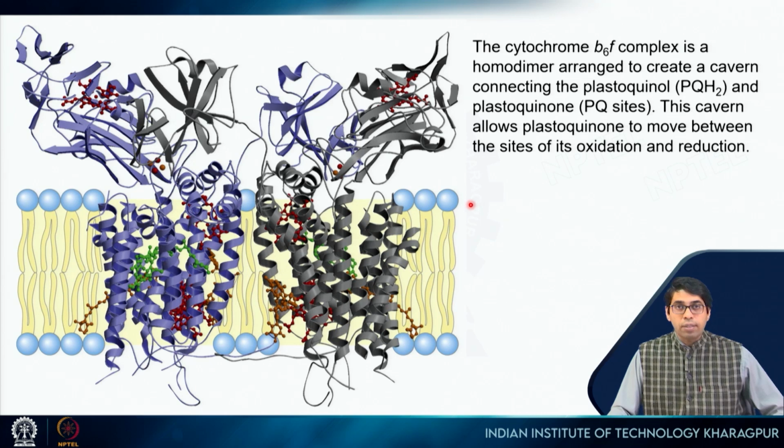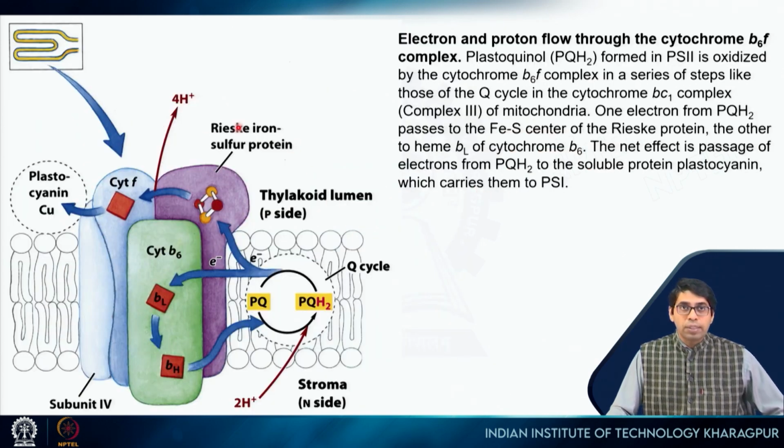So this is the structure of the cytochrome b6f complex. It's a homodimer, right? It is arranged to create a cavern. So that is a cavern, right? Connecting the plastoquinol PQH2 and plastoquinone. So this cavern allows plastoquinone to move between the sites of its oxidation and reduction. So this schematic diagram shows it in more detail, right?